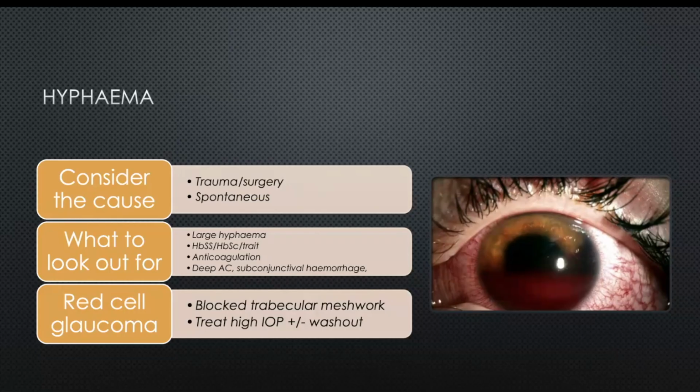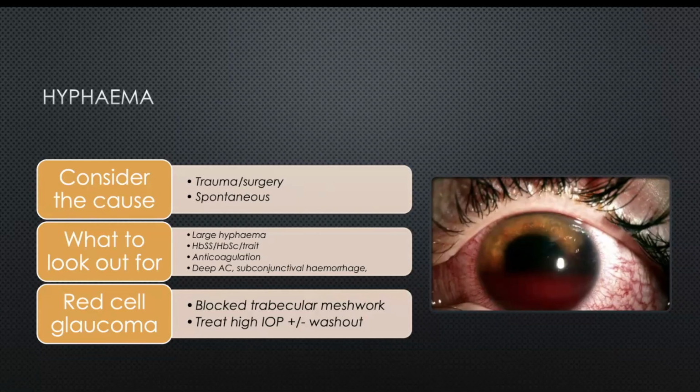Is the patient sickle cell? Do they have sickle cell trait? Do they have thalassemia? You're wondering what you can give these patients from an IOP point of view. Are you going to try and avoid something like acetazolamide? Are you going to try and avoid something like dorzolamide topically because of these patients' medical history?